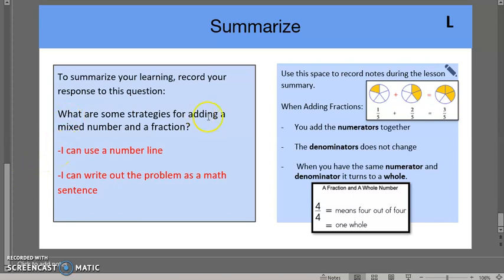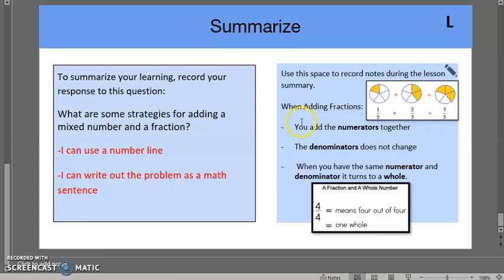Some strategies for adding a mixed number and a fraction: I can use a number line, and I can write out a problem as a math sentence. Here are some notes that I provided that you can write down in your notebook or record in your notes.